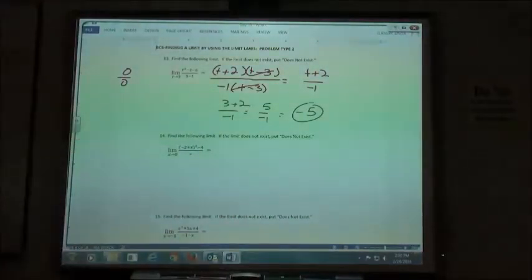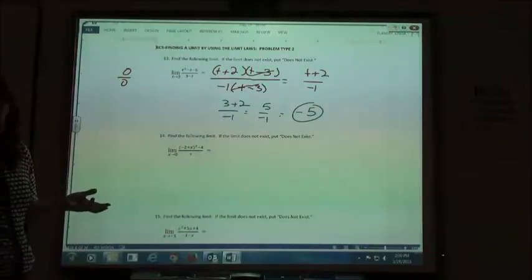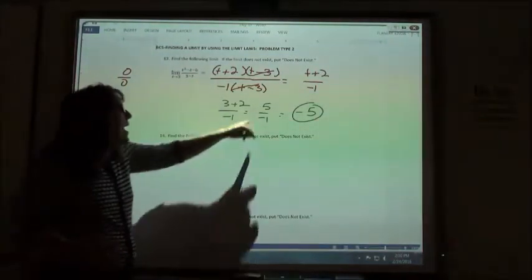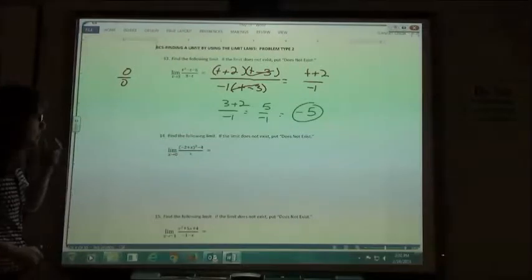So a lot of times when you have that quadratic expression, you're going to end up factoring out and reducing your fraction down as much as you can, and it makes it easier to evaluate your expression.